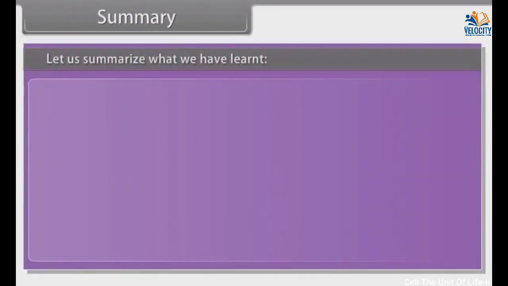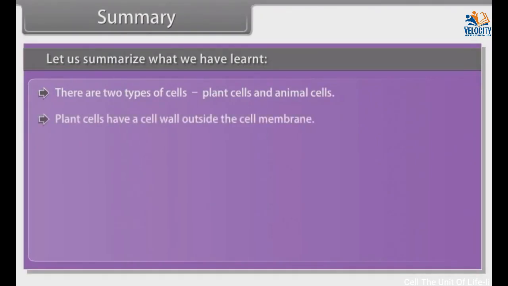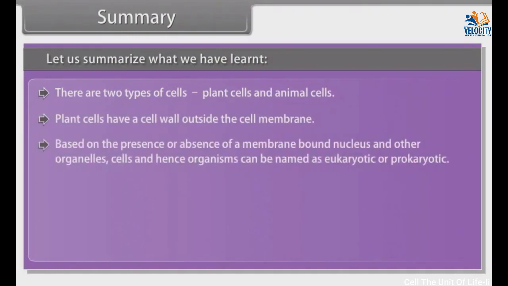Summary. Let us summarize what we have learned. There are two types of cells, plant cells and animal cells. Plant cells have a cell wall outside the cell membrane. Based on the presence or absence of a membrane-bound nucleus and other organelles, cells and hence organisms can be named as eukaryotic or prokaryotic.